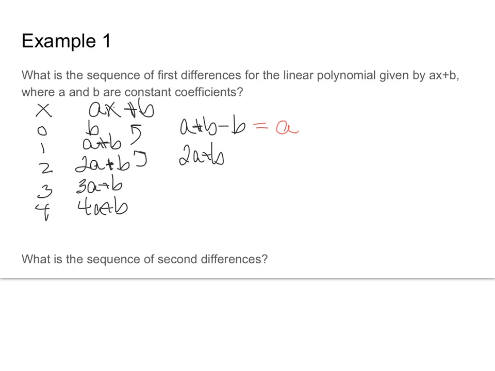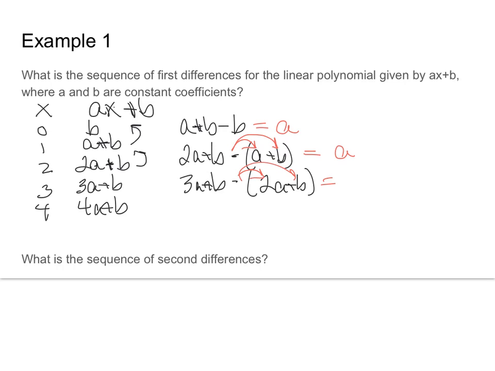2a plus b minus a plus b. Notice parentheses means we distribute our negative. We get 2a minus a is a, b minus b is 0. 3a plus b minus 2a plus b. Distribute that negative again, and we get a.